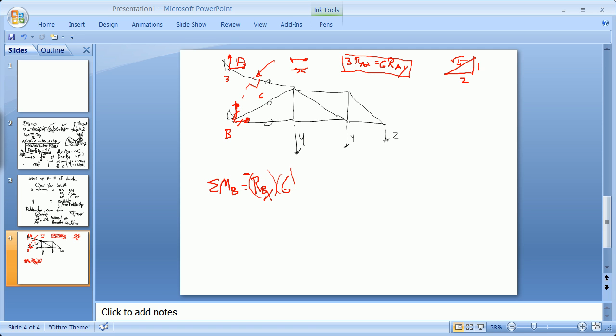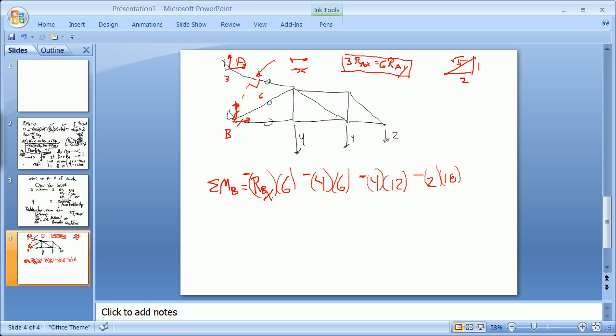So you have the reaction at B in the x times 6, and it's negative because your thumb goes into the board with your right hand. And then you have 4, the first 4, it's 6 away, it is also negative. And then you have another 4 times 12 away, it is also negative. And then you have another 2 times 18 away, and it is also negative. And so in actuality, you don't need the other equation here.